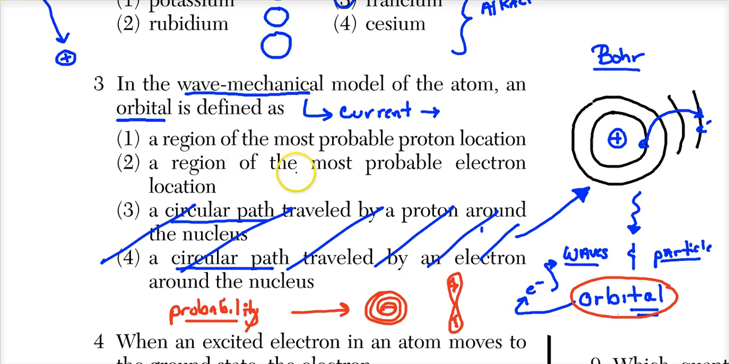So the region of space where the electron has a high probability to be found. So it's not going to be a proton location, so obviously it's going to be choice 2. So number 3 is 2, a region of the most probable electron location. These are standing waves based upon probability because electrons act as waves, and that's all the keys you need to understand for the wave mechanical model. Number 4.